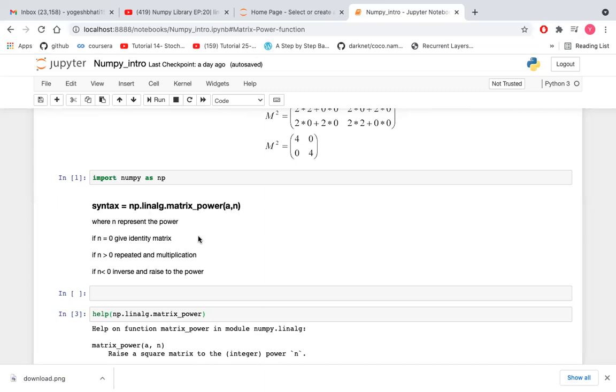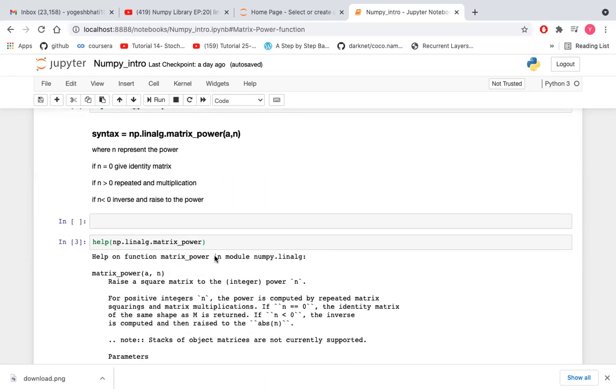So what is n? Here n represents the power. If n equals 0, it gives the identity matrix. If n is greater than 0, it does repeated multiplication, meaning M squared, M cubed, M to the 4th, M to the 5th mean M into M, M into M into M, in this way. If n is less than 0, then it will take the inverse and raise it to the power. We will understand this by using an example so that it becomes clear, because it is not easily understood from this description alone. So we will do it with a practical application.